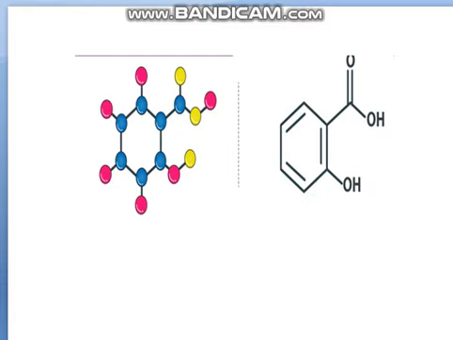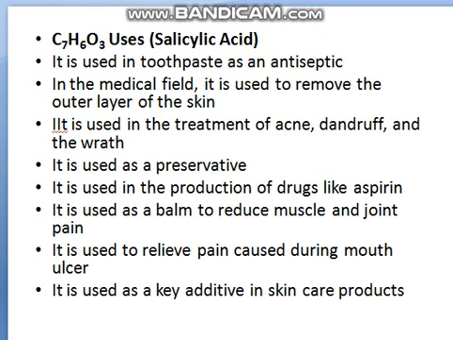Second is use of salicylic acid. It is used in toothpaste as an antiseptic. In the medical field, it is used to remove the outer layer of the skin. It is used in the treatment of acne, dandruff and warts. It is used as a preservative. It is used in the production of drugs like aspirin. It is used as a balm to reduce muscle and joint pain. It is used to relieve pain caused by mouth ulcers. It is used as a key additive in skincare products.